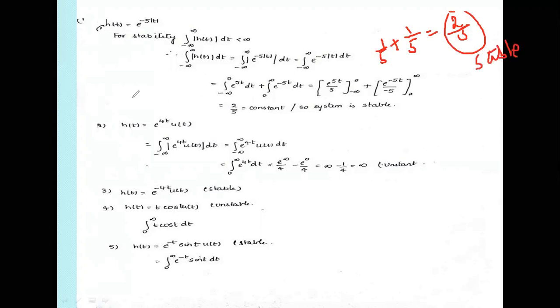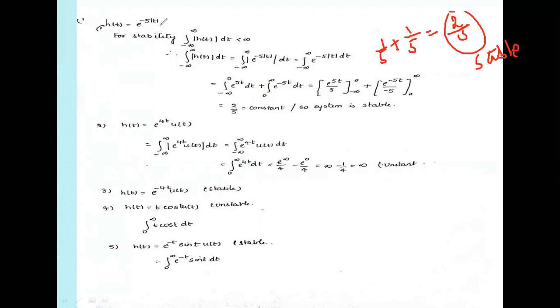So t has positive and negative values. For the negative values, minus infinity to 0, minus into minus becomes plus, e power 5t dt. For the positive values, e power minus 5t dt. Apply the integral with respect to t for the exponential value. E power 0, the value is 1 by 5. For the second term, e power 0, 1 by 5. So 1 by 5 plus 1 by 5 is 2 by 5. Definitely these are less than infinity. The system is a stable system.